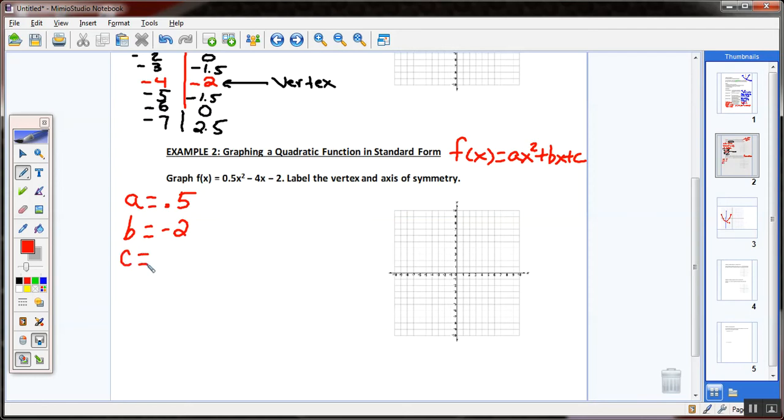Whoops, I've got that wrong, don't I? What's your b value again? Negative 4. What's c? Negative 2. Okay, so we've established that.